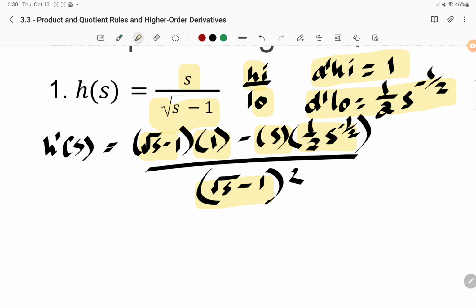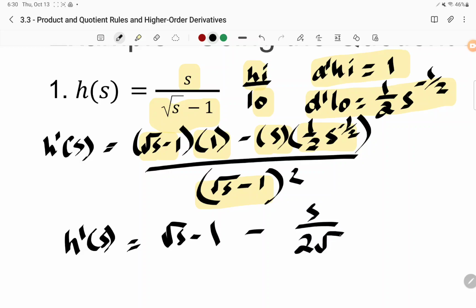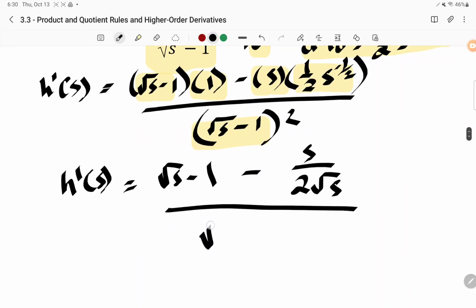Because at this point, this is where if you were to find the derivative, you would have the value of s where they want you to find the derivative. Otherwise, you can stop there, but this can be simplified just a little bit, not too much. So this could be square root of s minus 1 minus, and this could be s over 2 square root of s all over square root of s minus 1 squared.